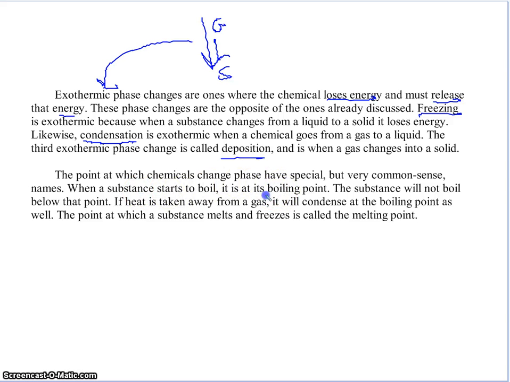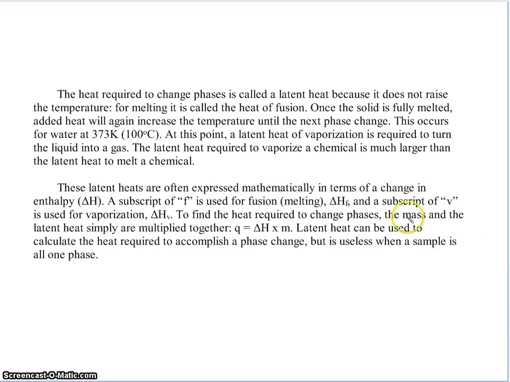The points at which chemicals change phases have special but very common sense names. When a substance starts to boil, it's at its boiling point. A substance will not boil below that point. If heat's taken away from a gas, it will condense at the boiling point as well. So it's really a condensation point and a boiling point. The point at which a substance melts and freezes is called the melting point. Or freezing point, I guess. Either one.